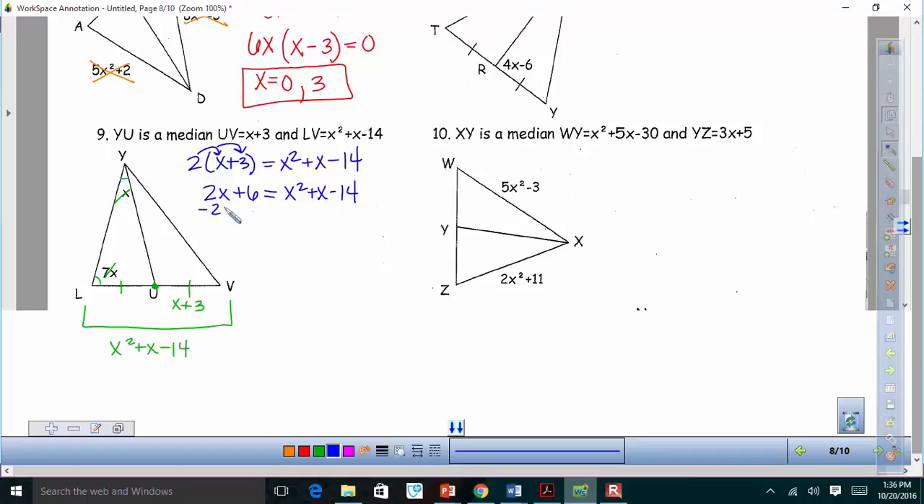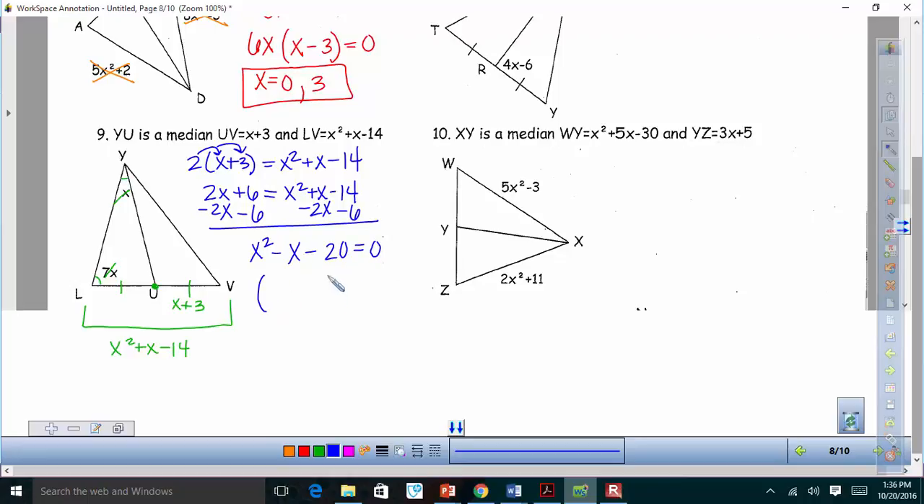I would subtract 2x from both sides. I want to line it up with its like term. Is x squared going to change? No. So I'm going to go ahead and bring that down. X minus 2x is a negative x. And then I also want to move the 6 over, so I'm going to subtract 6. And that's going to be a negative 20.